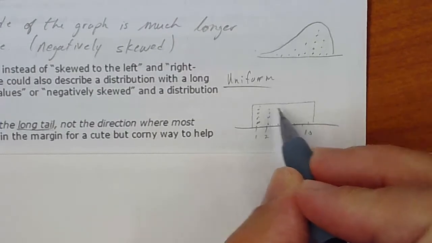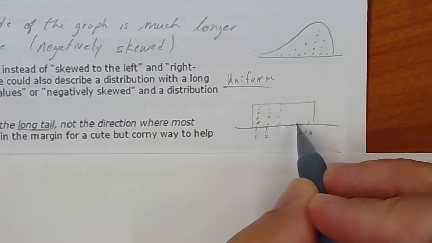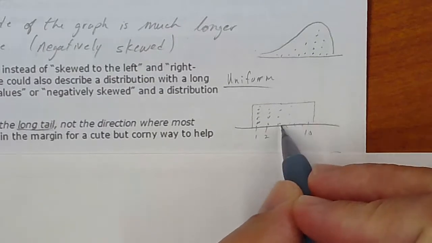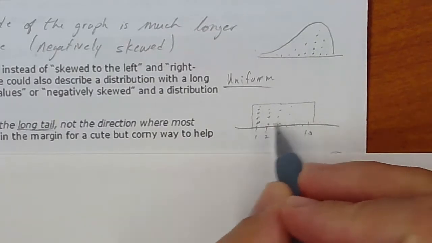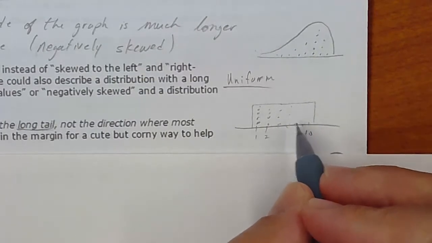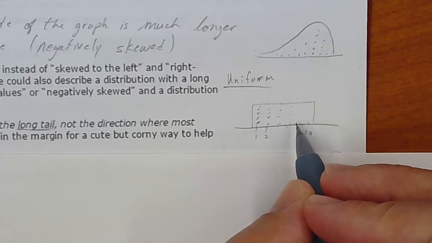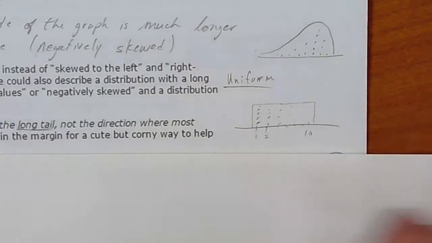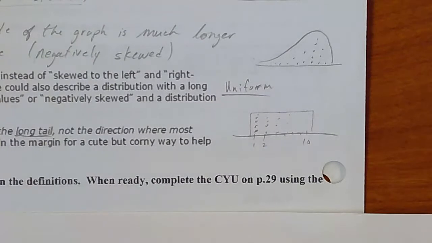Am I going to have some maybe a little lower, some a little higher? Sure. But if I do it over and over and over again, it's going to be a uniform distribution. Okay? Straight across. Okay.